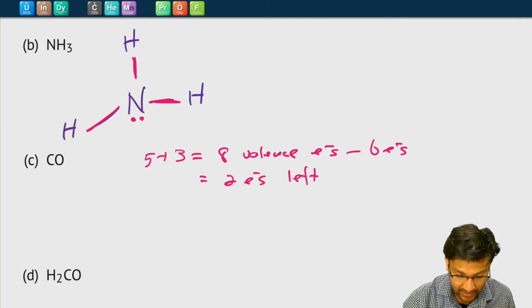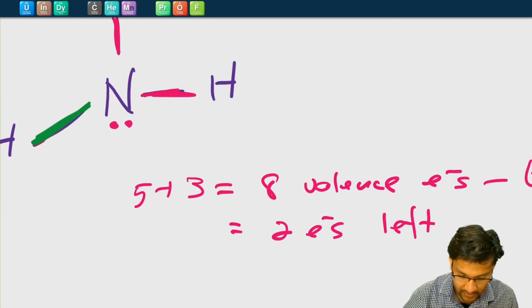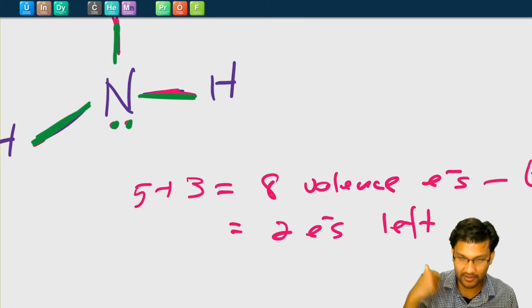Let's check nitrogen, whether it has 8 valence electrons. Well, there's 2 from this bond, 2 from that bond, and 2 from that bond. That's 6, 7, 8 valence electrons. Nitrogen is happy.